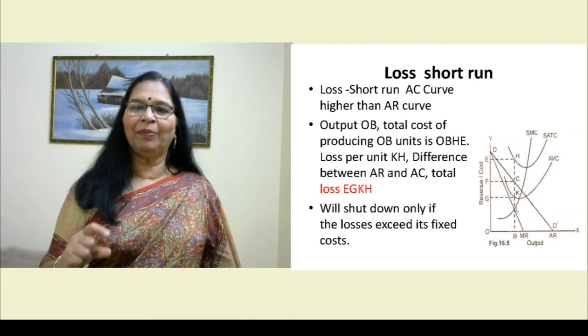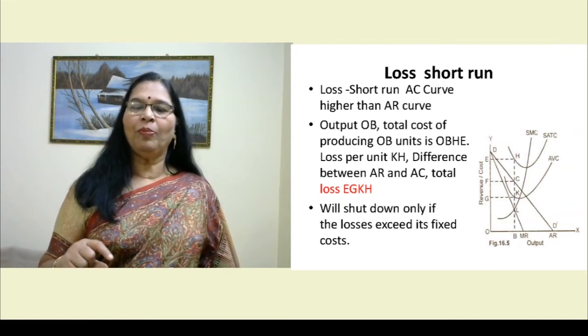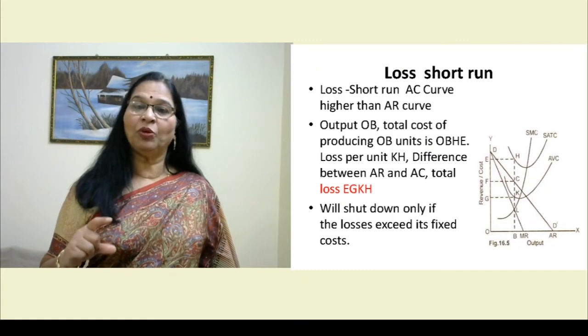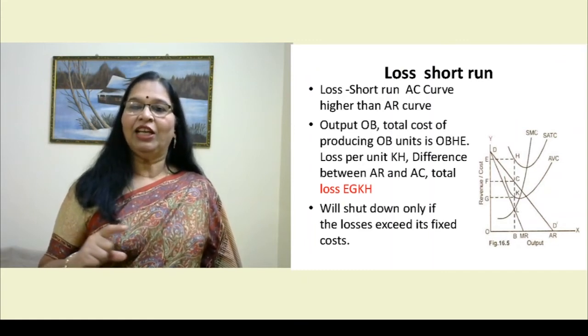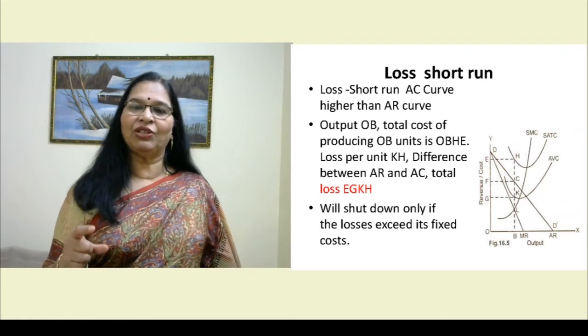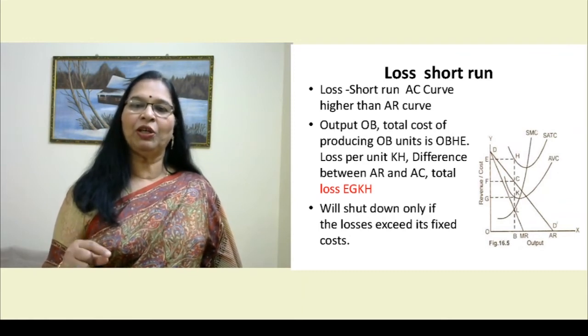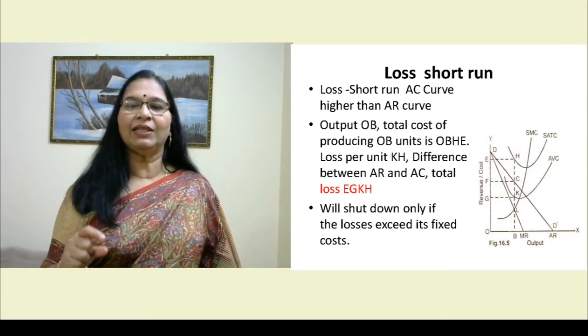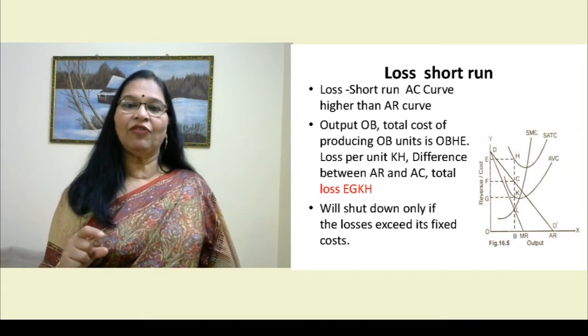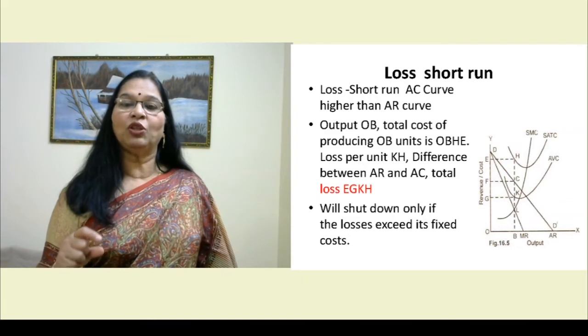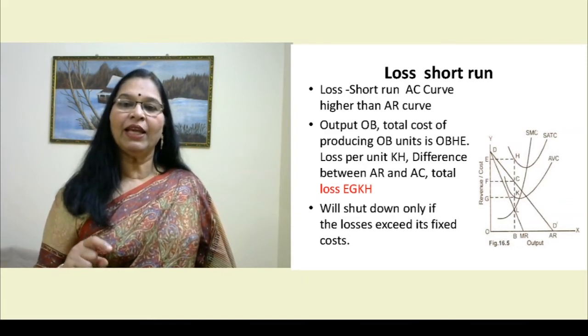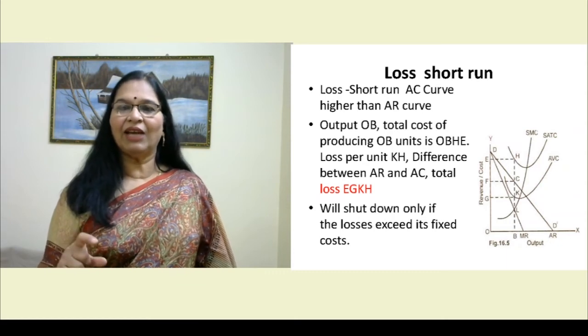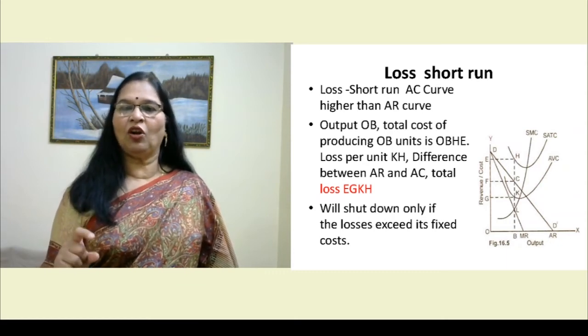So AC curve is above AR curve. So the output is OB, MC equal to MR. Total cost of producing output is OBHE. Now you see the output, the cost of production is much higher than what we did earlier. Now it has gone beyond the average revenue curve. And then we get the loss per unit. That is the difference between the average revenue and the average cost. That is KH. So KH is the difference between AR and AC, and the total loss for the firm is EGKH. That is in red I have written for you. EGKH is the total loss for the firm.